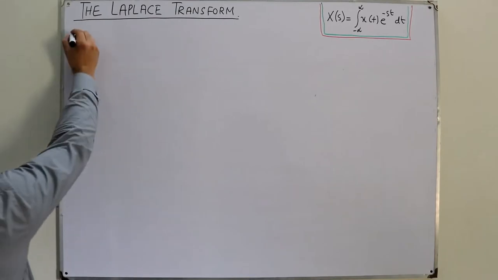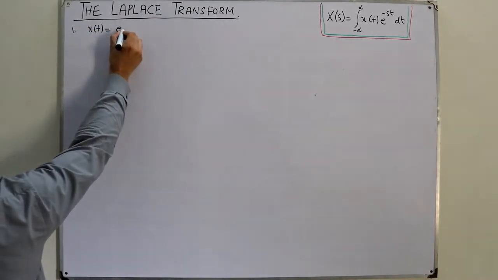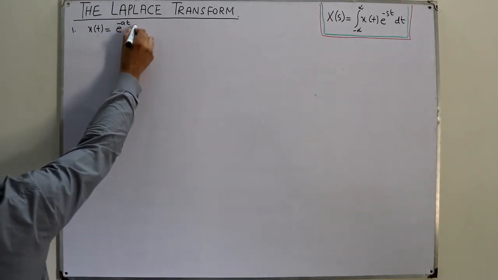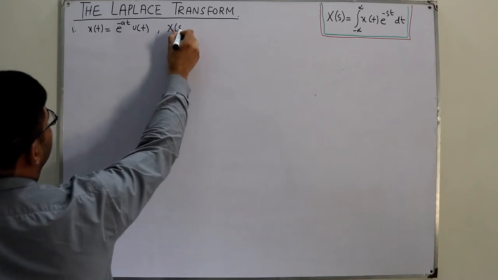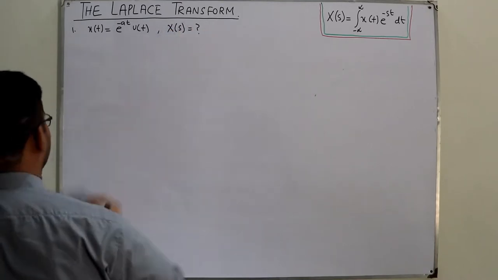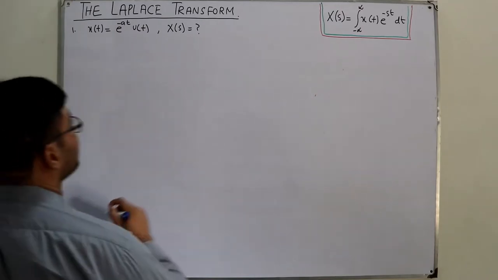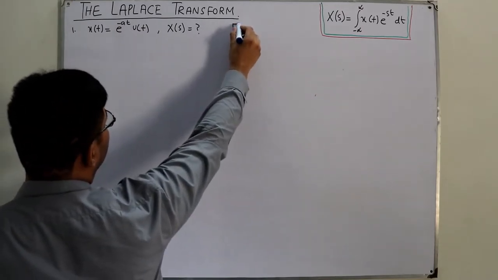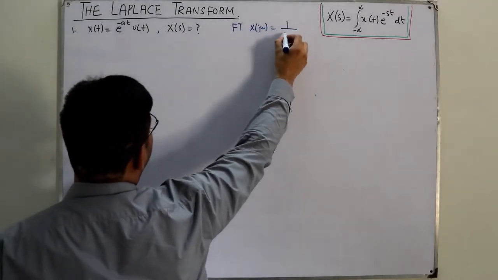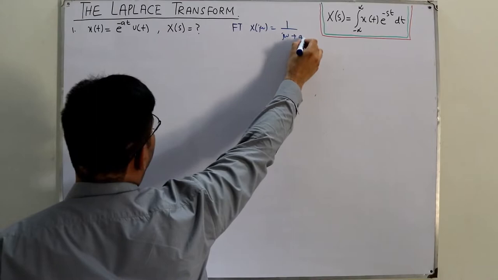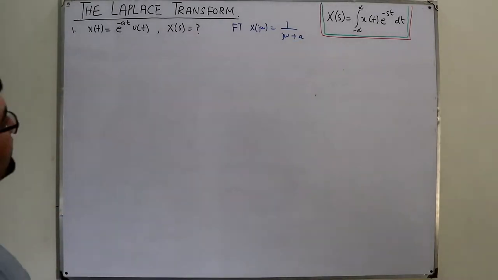The first is an exponential signal. x of t is exponential of negative a t u of t. Fine. And the corresponding Laplace transform X of s is unknown. Now we know that the Fourier transform for this signal, X of j omega, is equal to 1 upon j omega plus a.